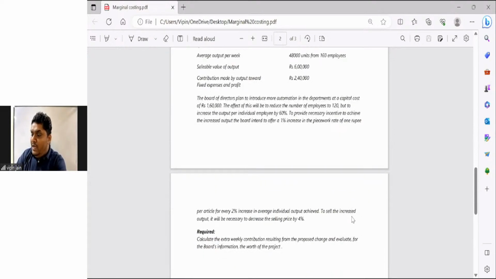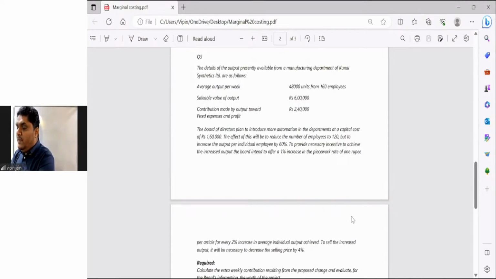So now you are required to calculate the extra weekly contribution resulting from the proposed change and evaluate, for the board's information, the worth of the project. So let's start with this question number 5.